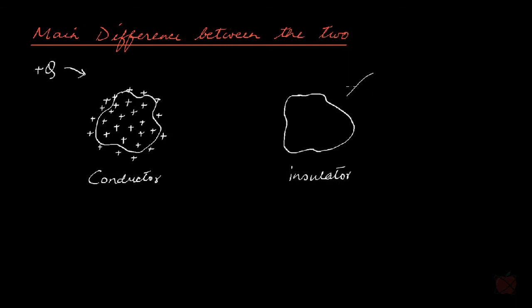For an insulator, let's say you give positive charge to an insulator. Those positive charges will just sit right there. Wherever they fall, they will just sit in that spot. They are not going to distribute themselves. They are not going to move and rearrange themselves. So if you put charge here, it will stay here. If you put it there, it will stay there. They are not going to move. Is it clear? So this is the main difference between conductors and insulators.